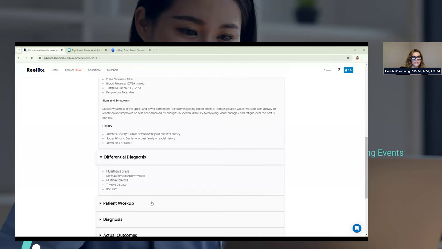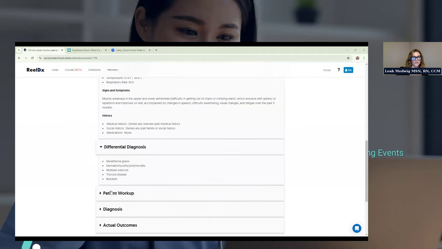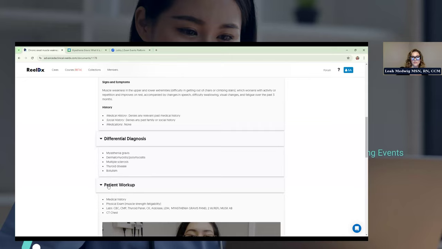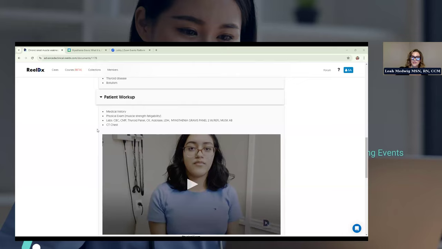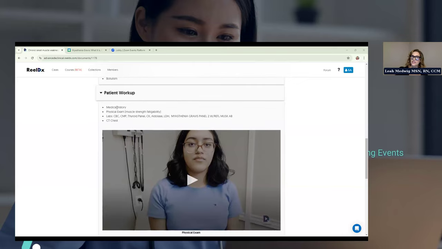All right, so patient workup. Okay. Lumbar puncture, perhaps. All right, so what did we do? This is what these providers actually did for this patient. They took a full medical history, and that's always super important with any patient, especially in a situation where it's not so black and white and it could be any one of these different differential diagnoses. So of course, medical history is super important.